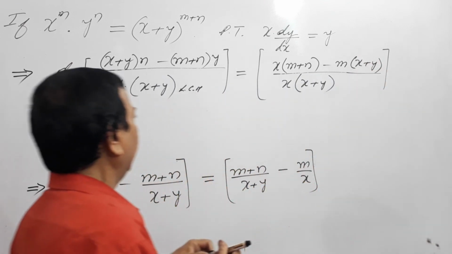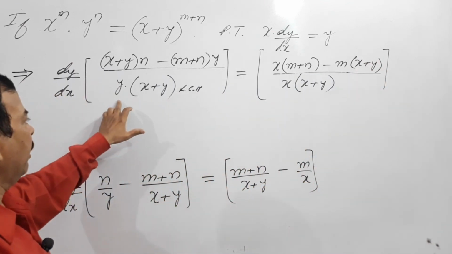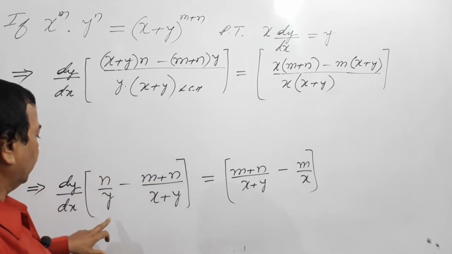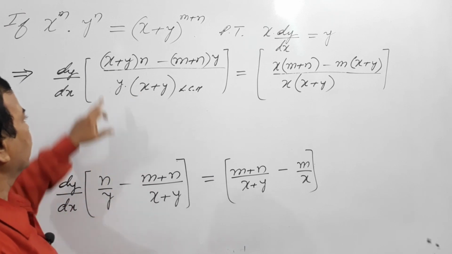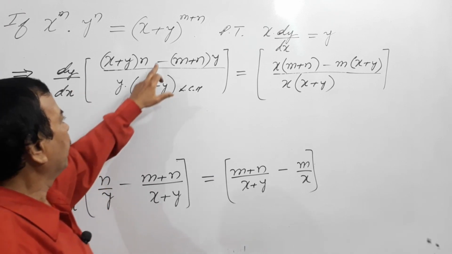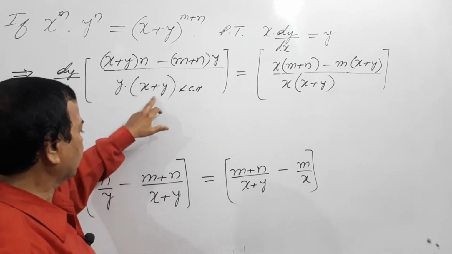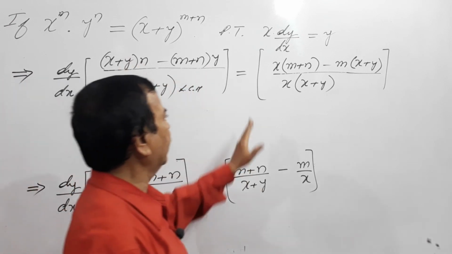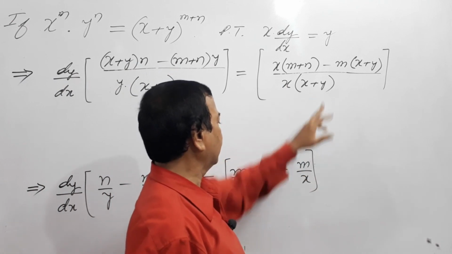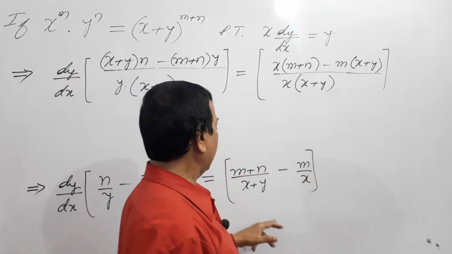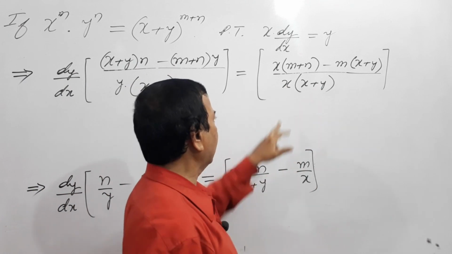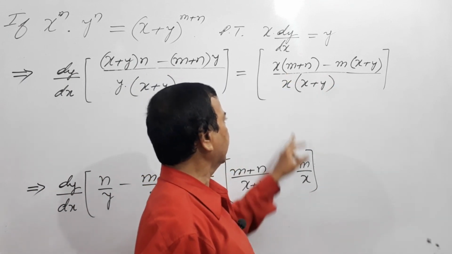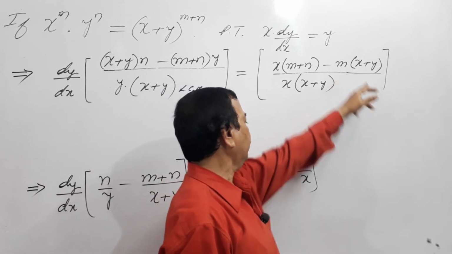What I have done, I have taken LCM, repeat once again. You have y and x plus y as LCM. So here y goes one time and left with what? X plus y. So x plus y into n minus x plus y cancels and left with y. So y into m plus n. On the right hand side we have x into x plus y. So here what happens? X plus y goes, we are left with x into m plus n minus x and x cancels. So we will get m into x plus y.